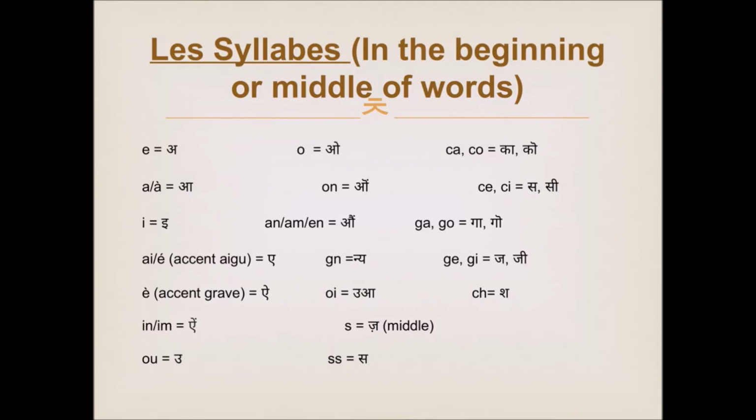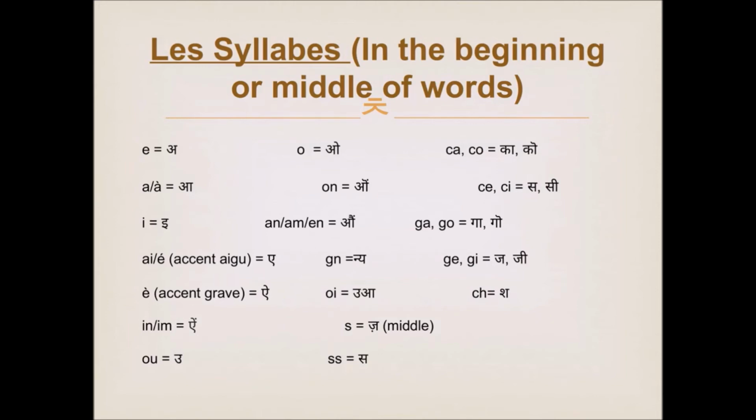E with this accent, which is called accent aigu, is pronounced as A. When the E comes with accent grave, then it will be pronounced as A. IN or IM will be pronounced as N when they come in the beginning or middle of words. The pronunciation is N, the nasal sound. OU will be pronounced as U.